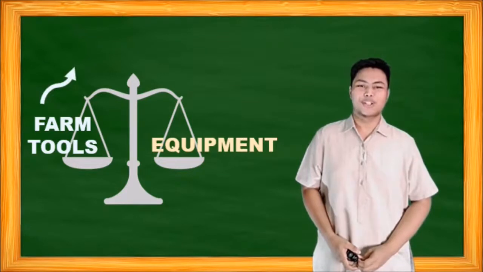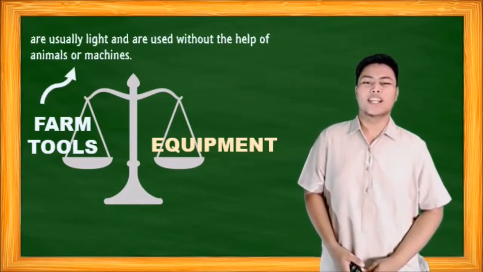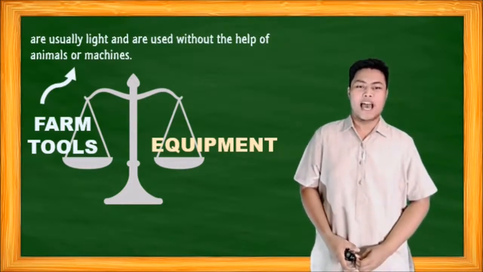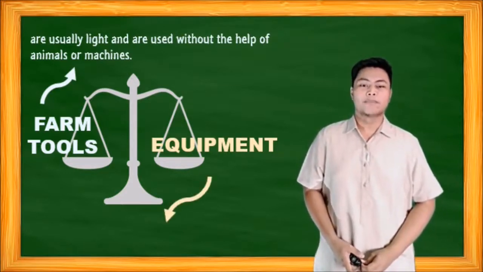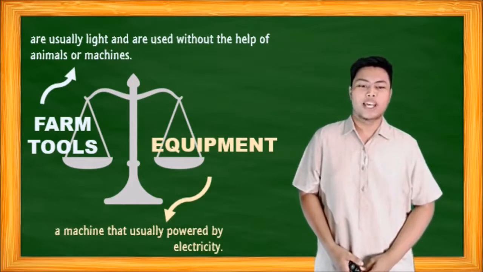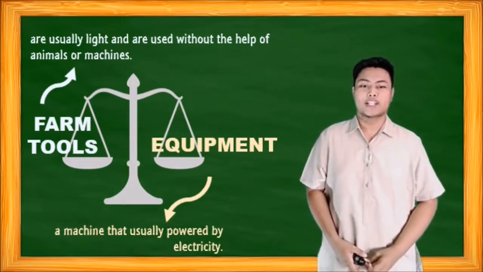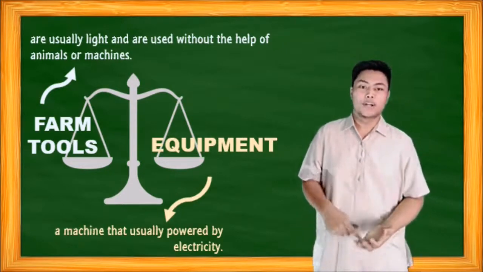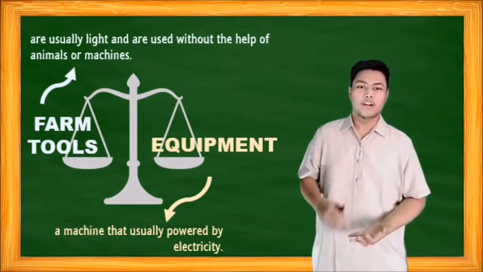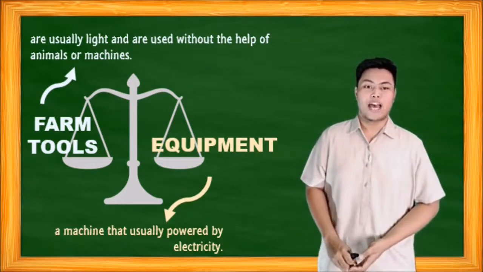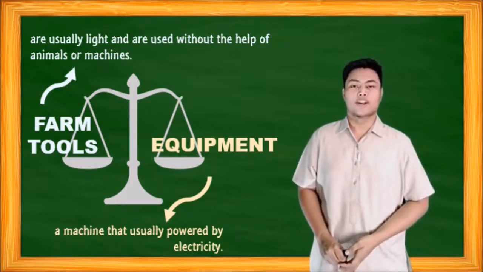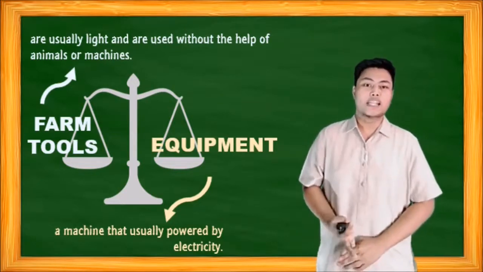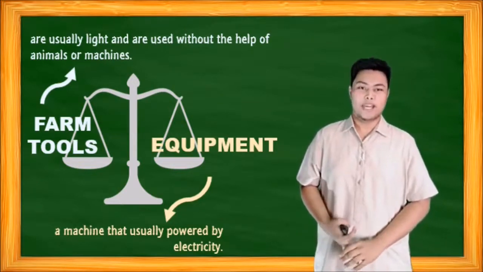When we say hand tools or farm tools, these are usually light and are used without the help of animals or machines. However, when we say equipment, it refers to a machine that is usually powered by electricity. Some of the farm tools or hand tools are the hammer, pliers, bolo, digging bar, and many more. However, examples of equipment are a circular saw, a drill, hand drill, electric drill, and many more.